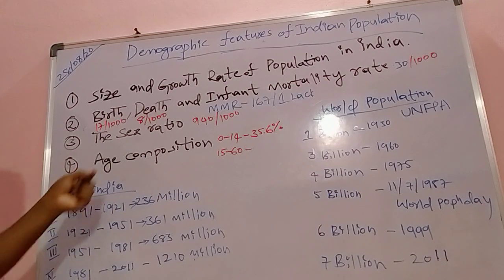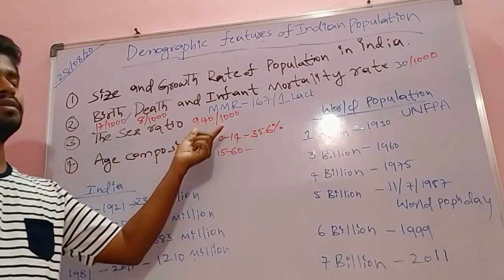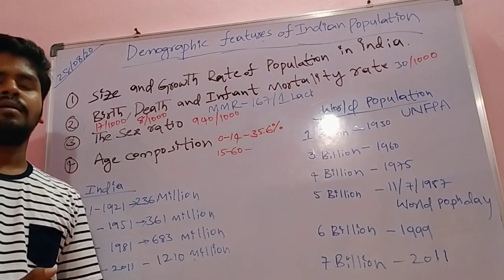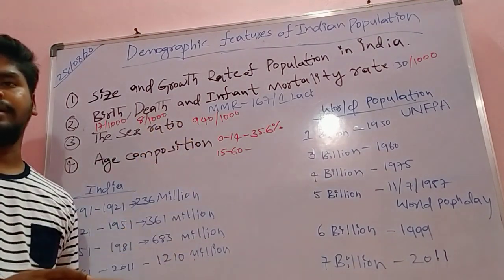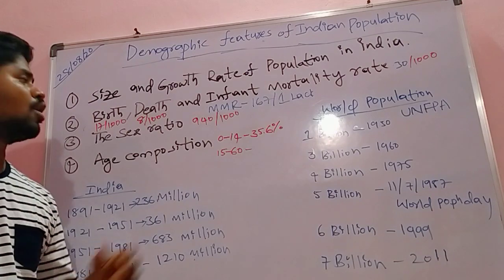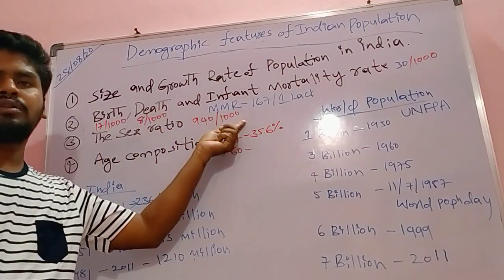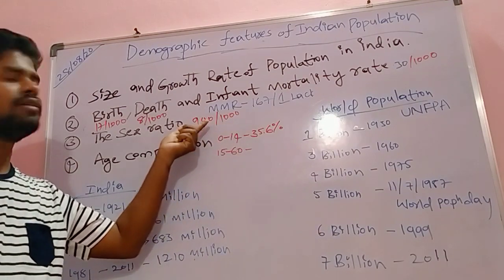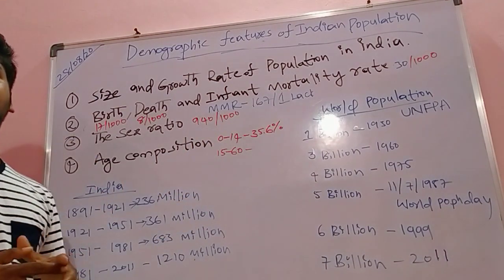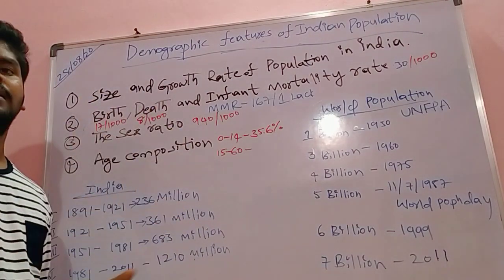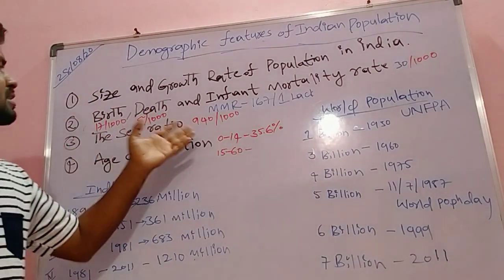And coming to the sex ratio, for every 1,000 males, how many females are there? That is the sex ratio, which is 940 for 1,000. For 1,000 men, only 940 women are there, which means there are far fewer compared with men. Okay, so this is what the sex ratio is.